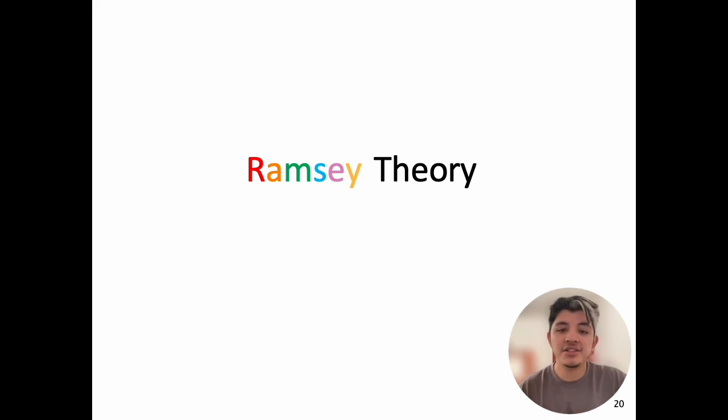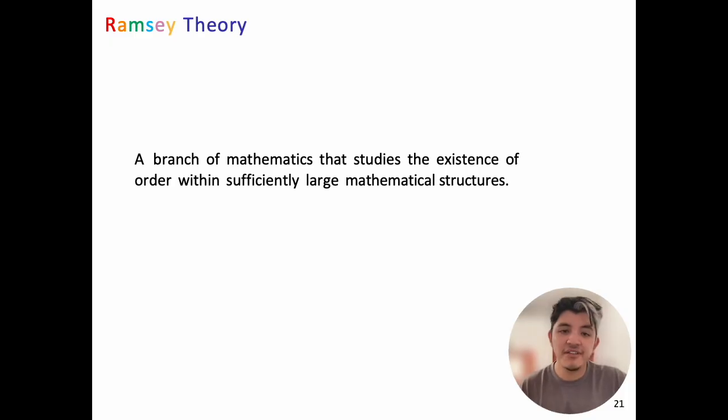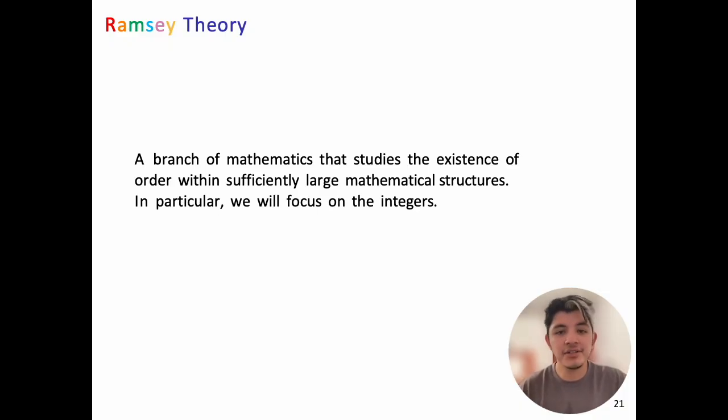All these definitions fit naturally into Ramsey theory, which is the branch of mathematics that studies the existence of order within sufficiently large mathematical structures. In particular, we will focus on the integers and on a very well-known result called Schur's theorem. This theorem tells us that whenever we color the integers, we are forced to find monochromatic solutions to equations, okay?